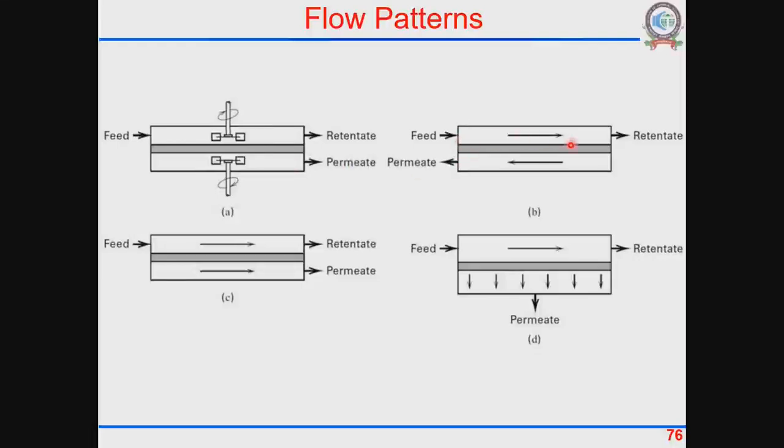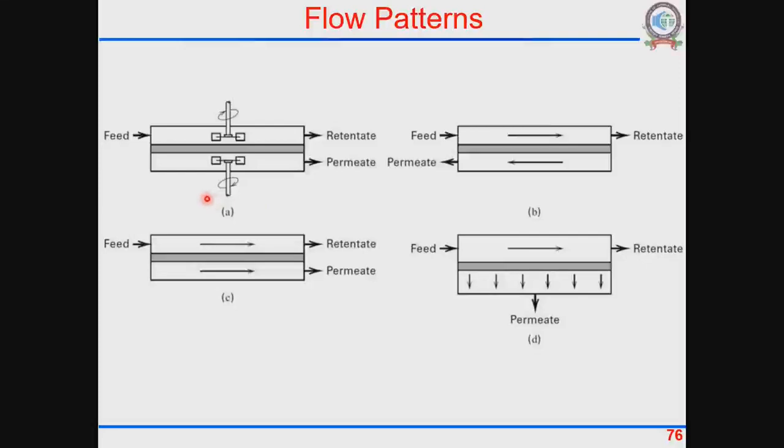Or you could have a counter current flow of the feed and the permeate across the membrane that is being used for separation. Or you could have a co-current flow between the feed and the permeate, or you could have the feed going in a plug flow and the permeate coming out combined and then going out as a permeate stream. The permeate concentration would be different at different locations, but when it comes out, it is a combined stream. So you can have different flow patterns.